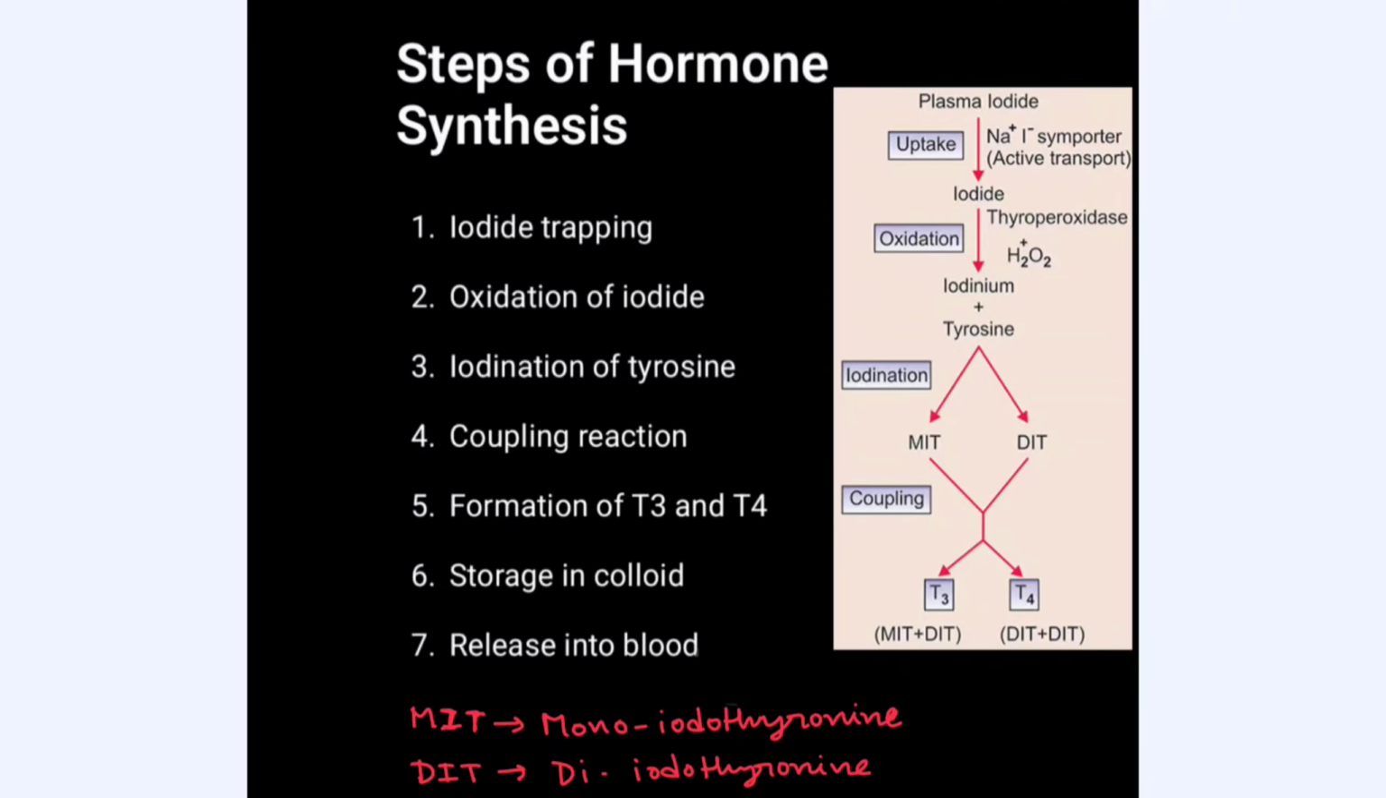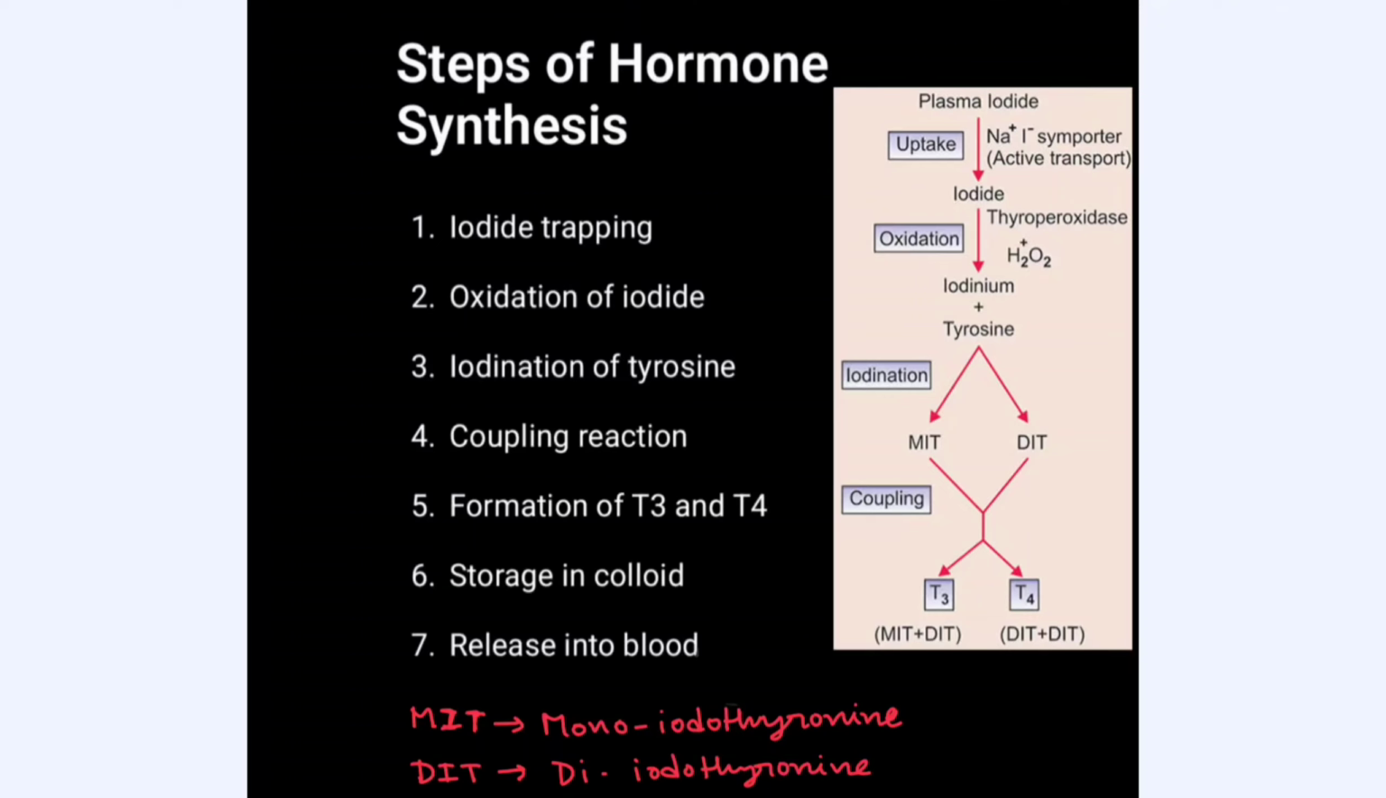So, what are the steps of thyroid hormone synthesis? First one is iodine trapping, then oxidation of iodide, then iodination of tyrosine, coupling reaction, formation of T3 and T4, storage in colloid form, and release into blood.